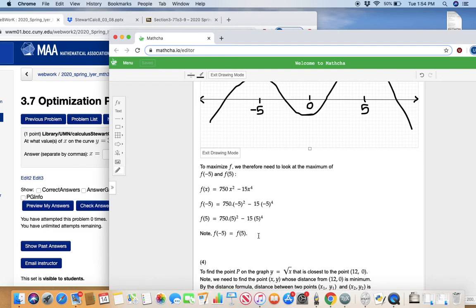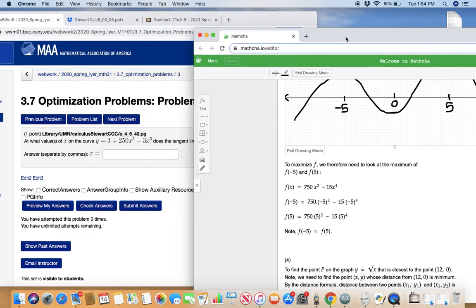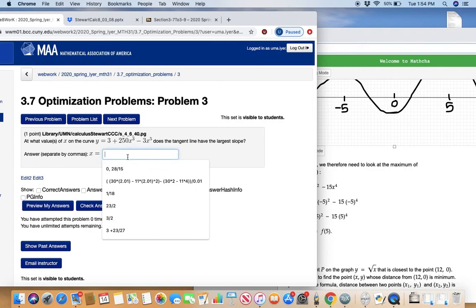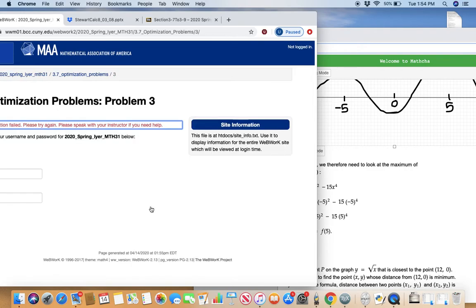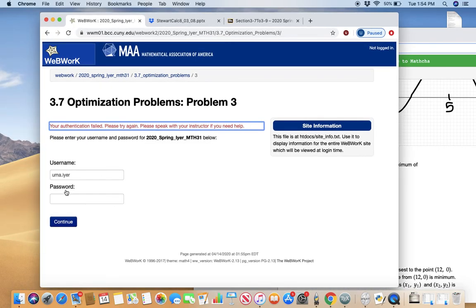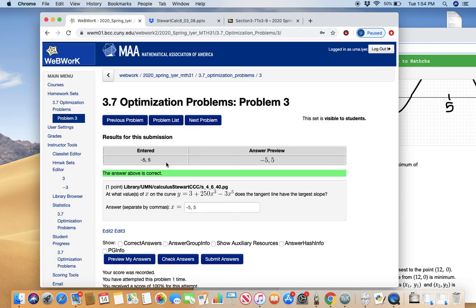I don't care what the values are, but I know that the maximum will occur at these two numbers, negative 5 and 5. Oops, got kicked out. So this answer is correct. I'll stop my video here.